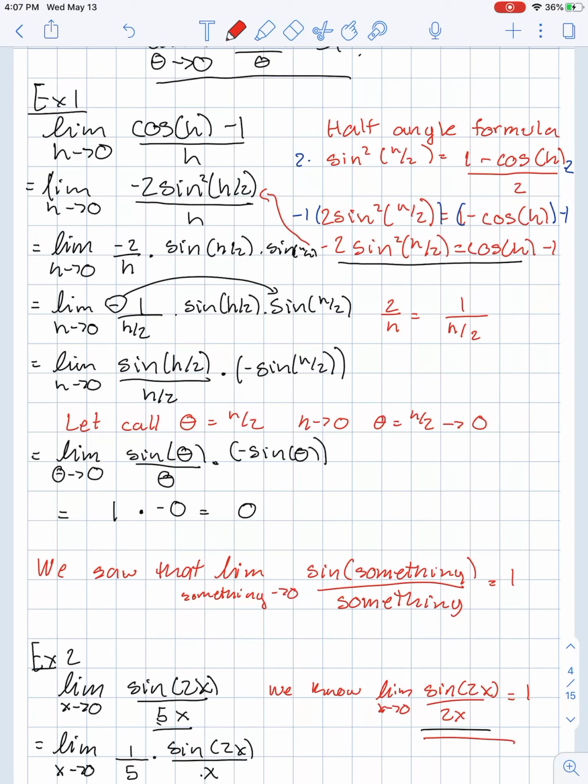The half angle formula says that sine squared of h divided by 2 is equal to (1 minus cosine of h) divided by 2. Well, I have cosine of h minus 1 in the numerator. This is 1 minus cosine of h over 2. So we have to do a little bit of rearranging. Don't freak out, it's totally fine. The first thing I do in blue is multiply each side by 2 because I want this 2 to go away. That gives me 2 sine squared of h divided by 2 equal to 1 minus cosine of h.